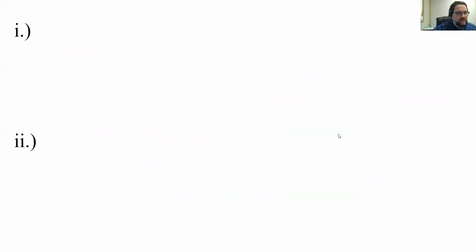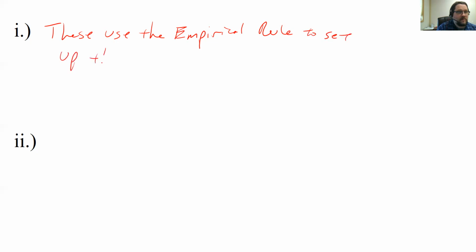So brief explanation. I would say something like, these use the empirical rule to set up the intervals based on mu and sigma. Okay, something like that.